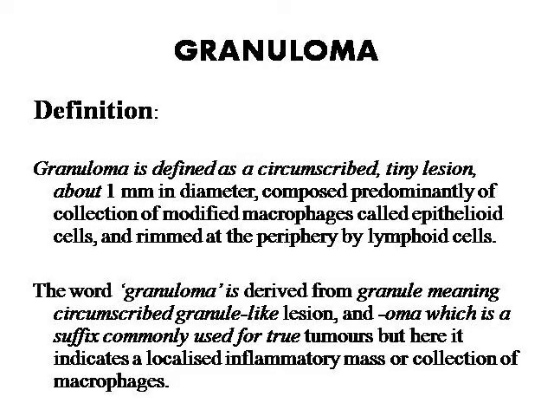Moving further, for our chapter, the next part is granuloma. What do you mean by granuloma? The definition goes as: granuloma is defined as a circumscribed tiny lesion about 1 mm in diameter, composed predominantly of a collection of modified macrophages called epithelioid cells and rimmed at the periphery by lymphoid cells. So this is a combination of all the components: macrophages, epithelioid cells, and also lymphoid cells. This is called a granuloma. The name granuloma is derived from granule, meaning a circumscribed granule-like lesion, and oma is a suffix commonly used for a true tumor, but here it indicates a localized inflammatory mass, or collection of macrophages.